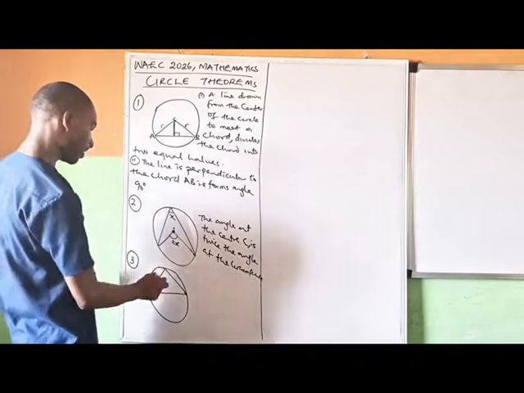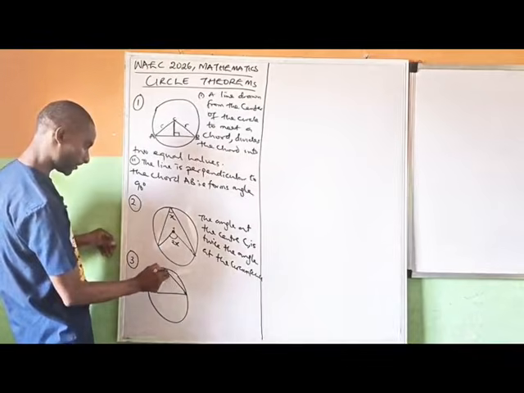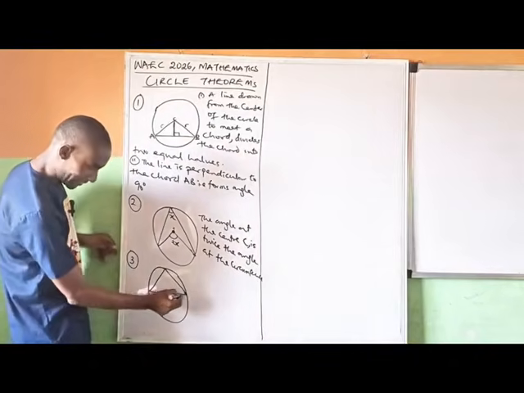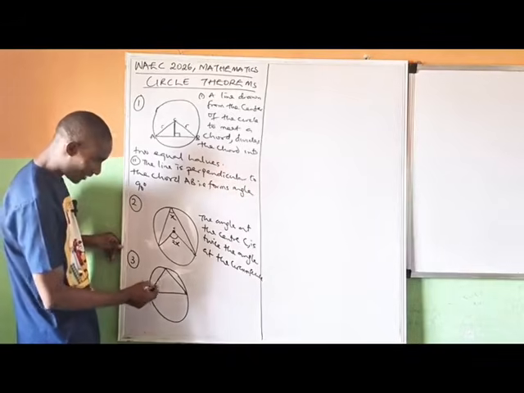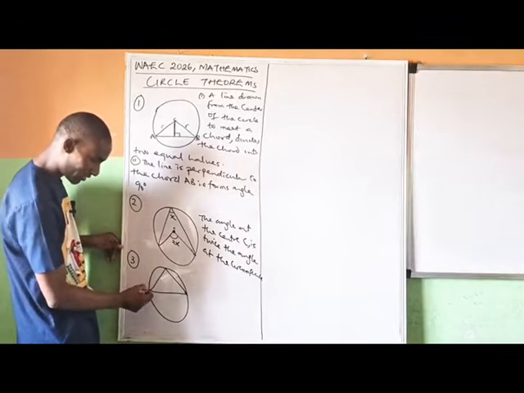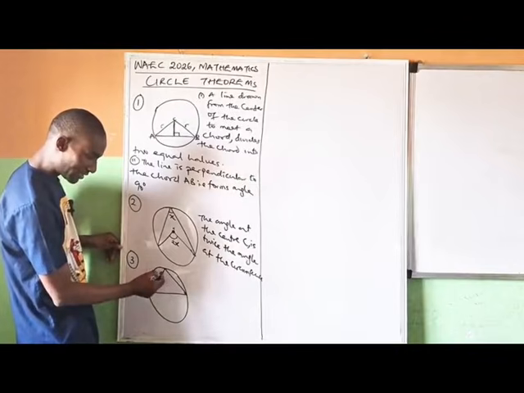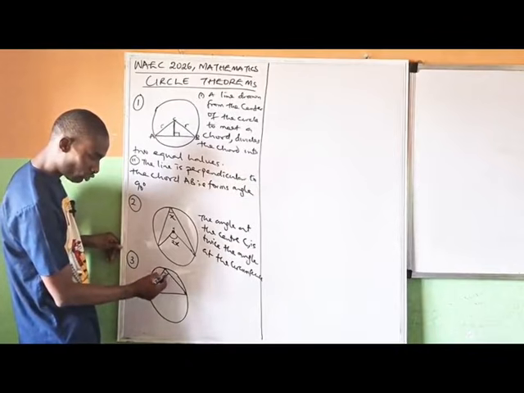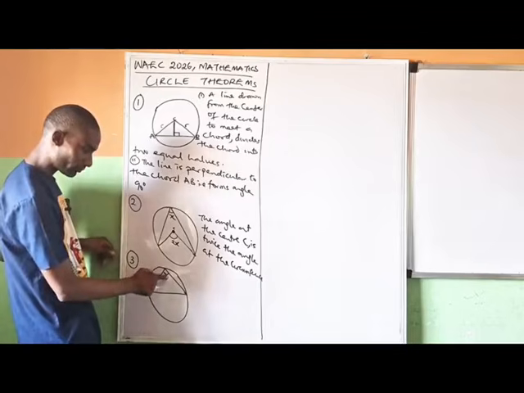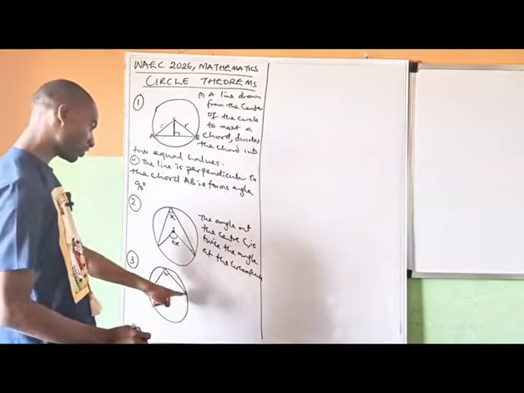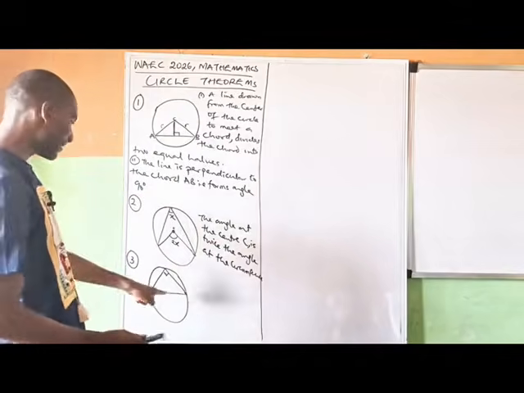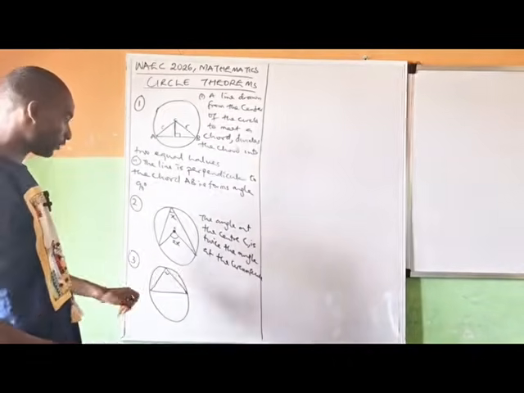So the theorem says this is a line, the diameter, this is a chord connecting to the diameter at this point, this is another chord here. The angle between the two chords will be 90 degrees. So when two chords meet at the diameter, they form 90 degrees.